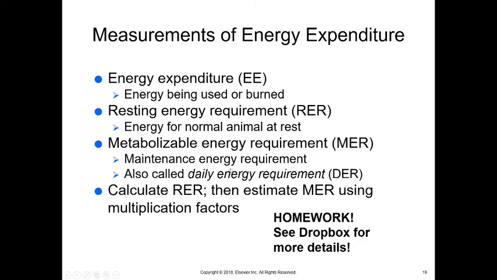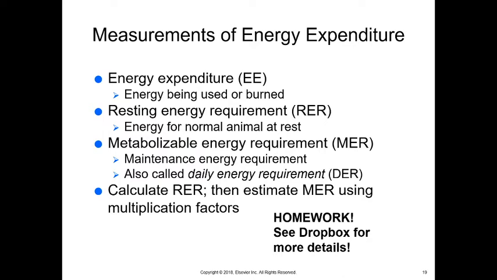Energy expenditure is the energy being used or burned. Resting energy requirement is the energy for a normal animal at rest. The metabolizable energy requirement, or MER, is the maintenance energy requirement. It's also called the daily energy requirement. You can calculate a resting energy requirement and then estimate the metabolizable energy requirement using some multiplication factors.